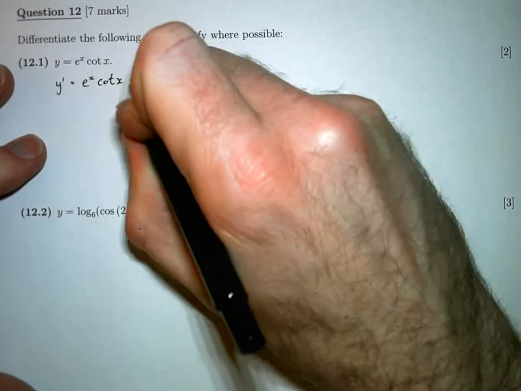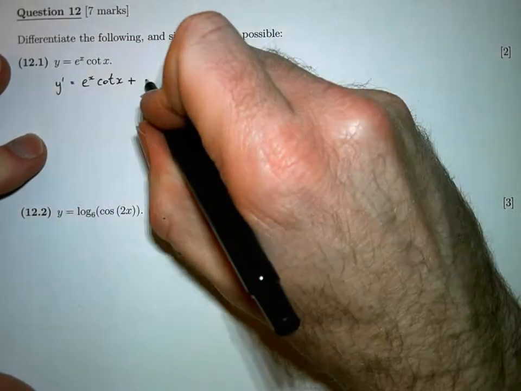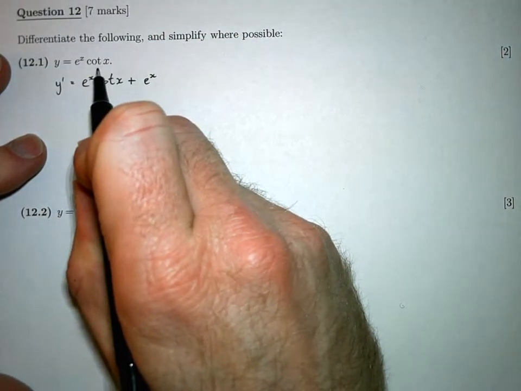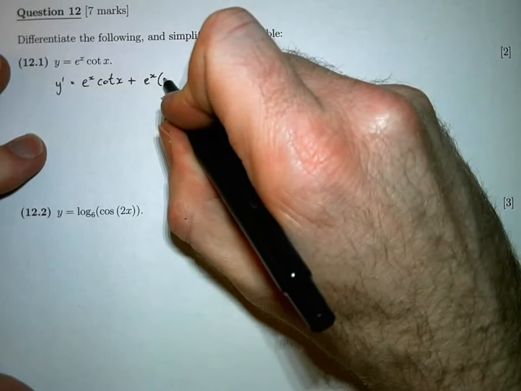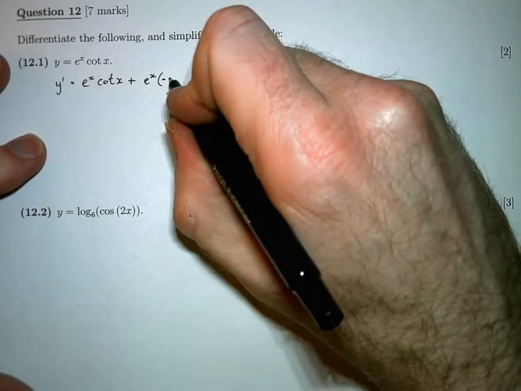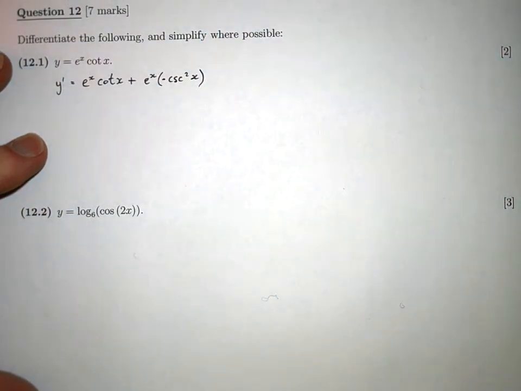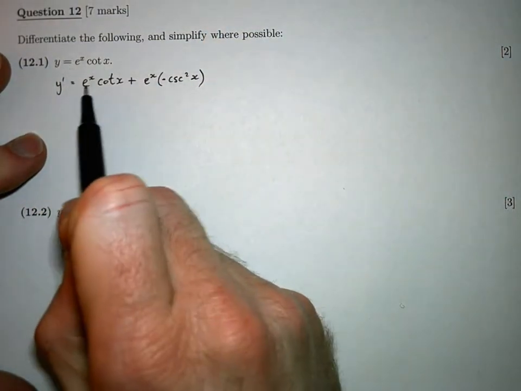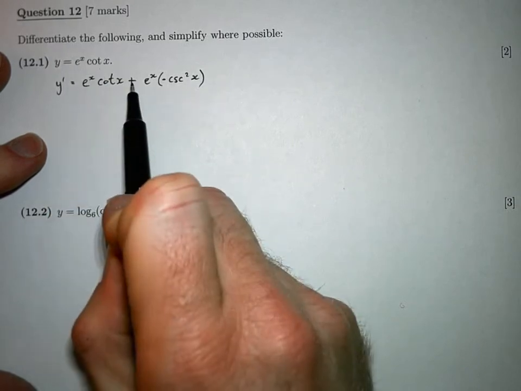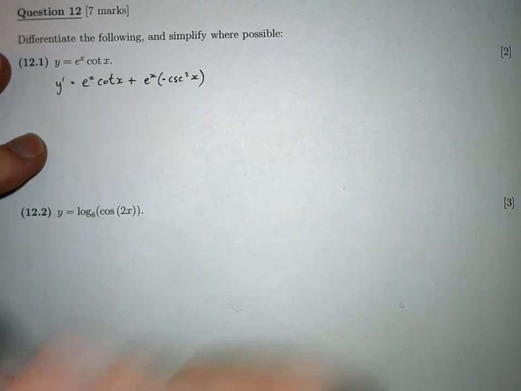So don't differentiate it yet. Then you add the first function untouched, so that's e to the x, and you multiply by the derivative of the second function. And in this case, the derivative of the second function, which is cot x, is going to be minus cosec squared x. So once again, we've got the derivative of the first function times the second untouched plus the first function untouched times the derivative of the second function.